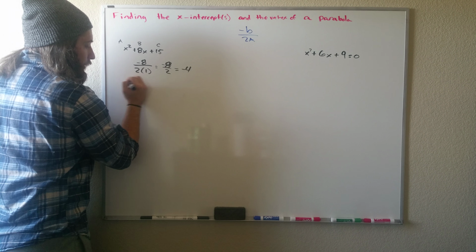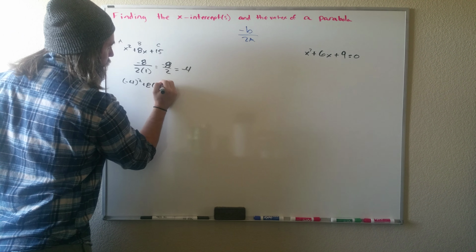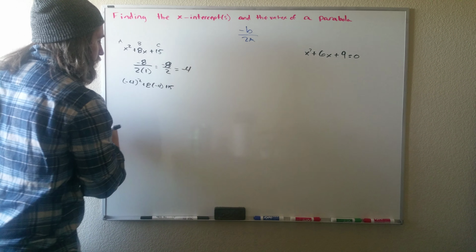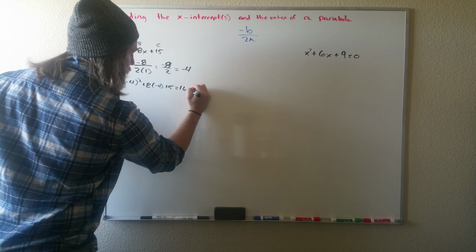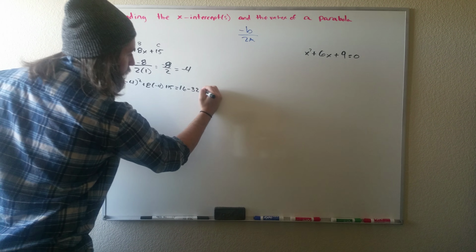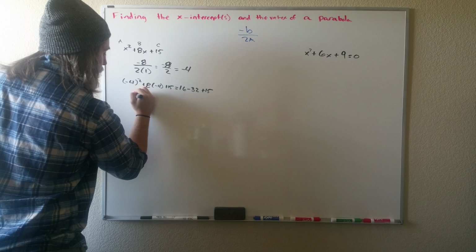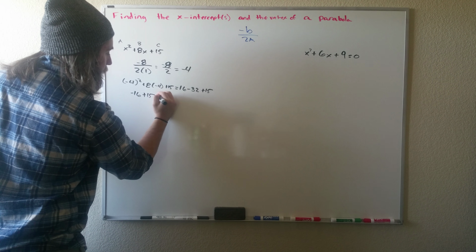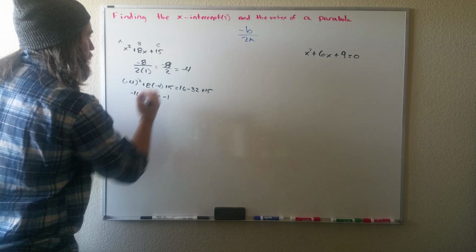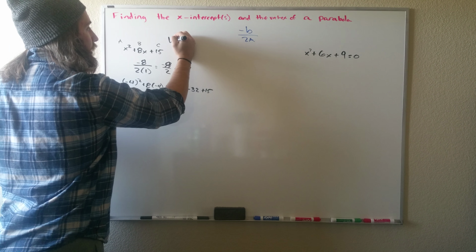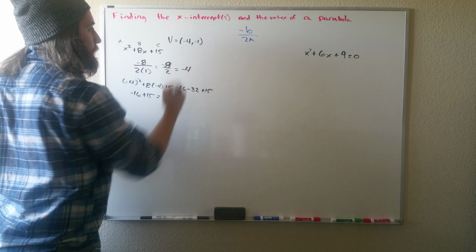So we get negative 4 squared plus 8 times negative 4 plus 15, and negative 4 squared is 16, 8 times negative 4 is minus 32, and plus 15. We know 16 minus 32 is negative 16 plus 15, and that just equals negative 1. So that's our y component. So our vertex, I'm just going to write b for it, is at negative 4, negative 1.